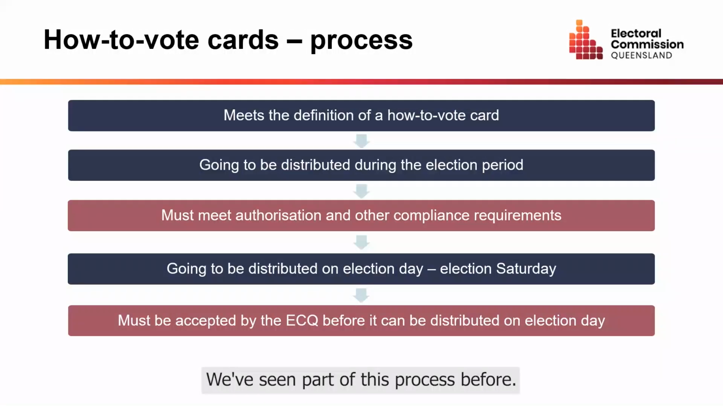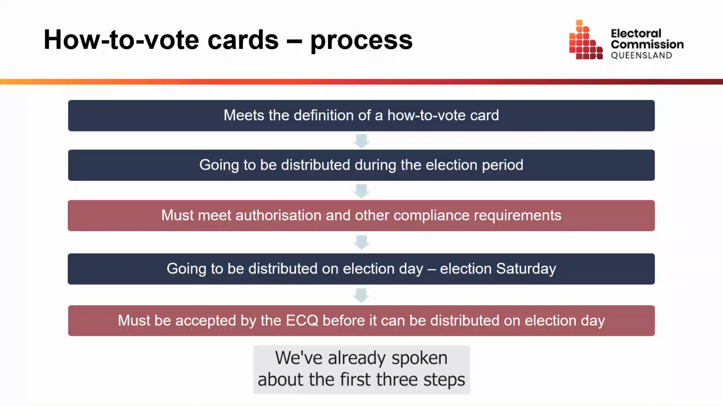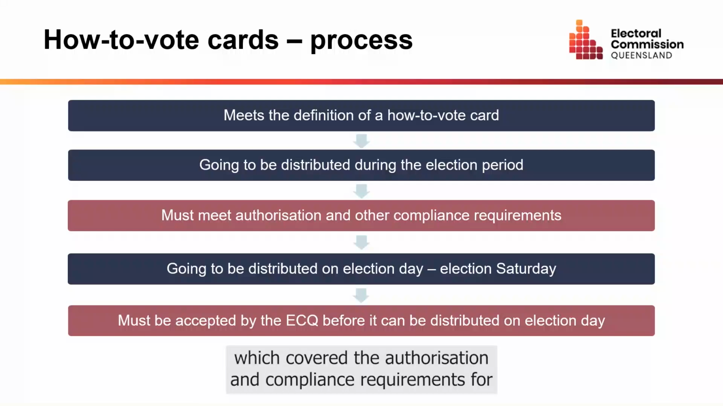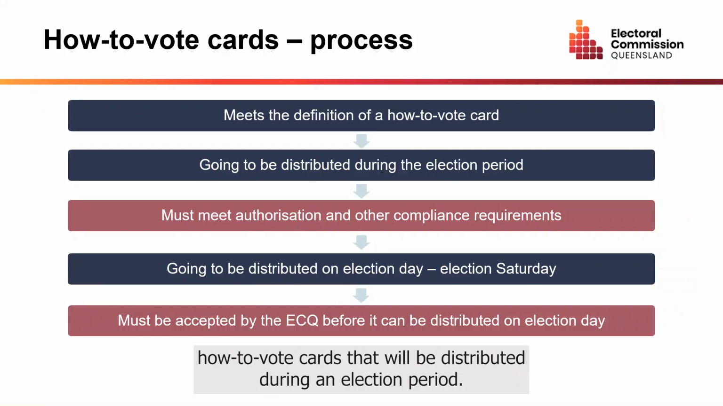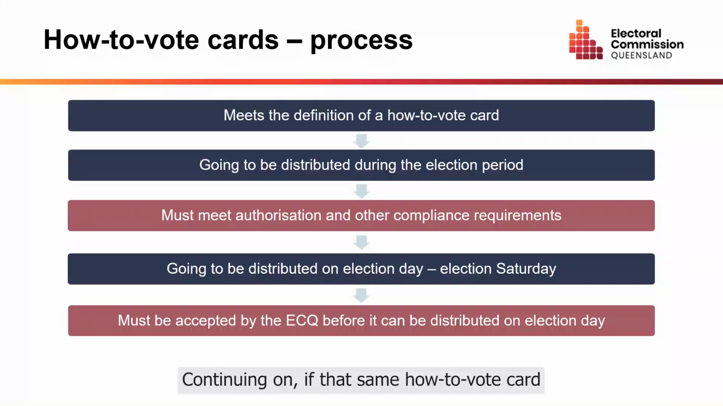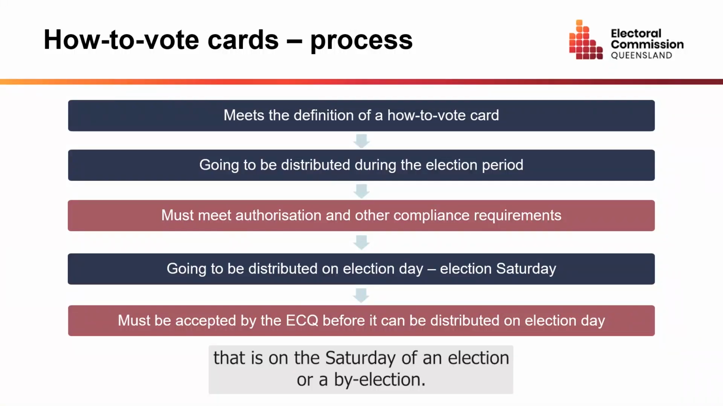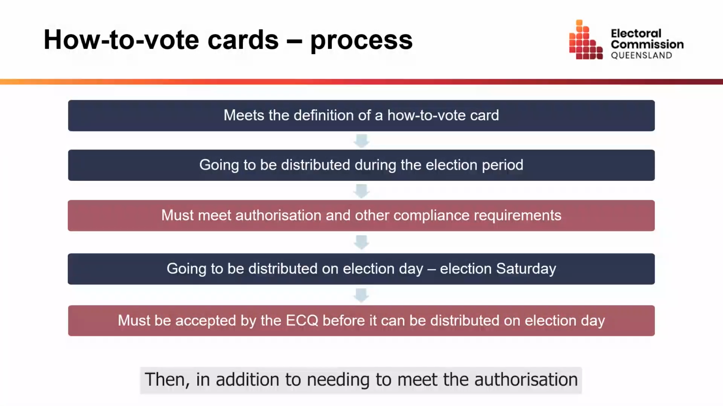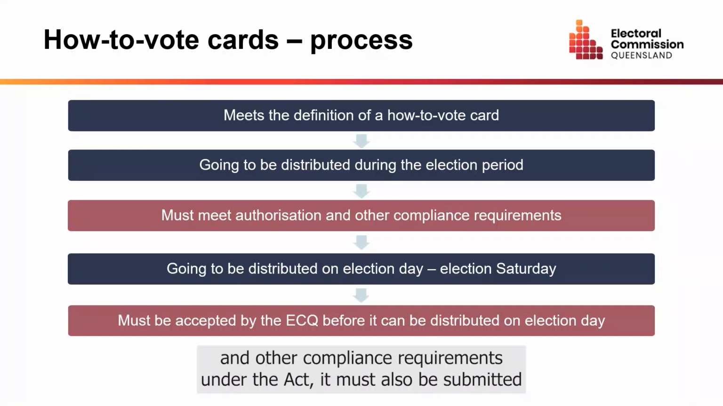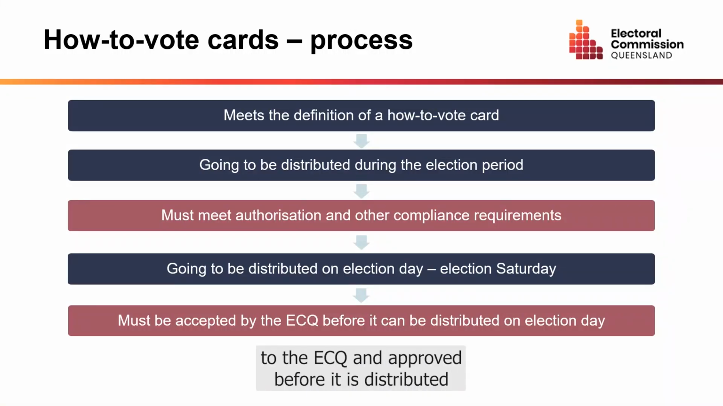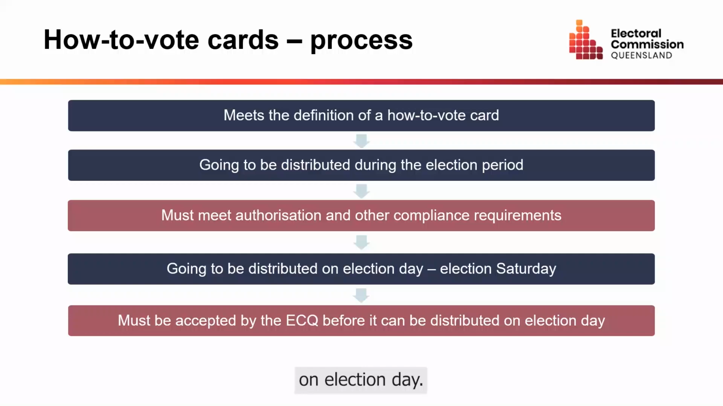We've seen part of this process before. We've already spoken about the first 3 steps, which covered the authorisation and compliance requirements for How to Vote cards that will be distributed during an election period. Continuing on, if that same How to Vote card is going to be distributed specifically on election day itself, that is, on the Saturday of an election or a by-election, then in addition to needing to meet the authorisation and other compliance requirements under the Act, it must also be submitted to the ECQ and approved before it is distributed on election day.